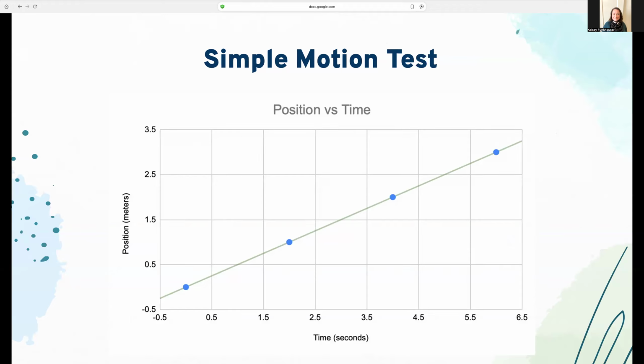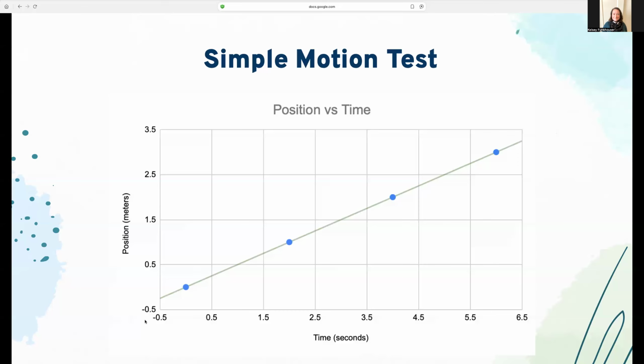So we put the position on the vertical axis here, and the time on the horizontal axis here. And then our data points are the blue dots, and we can see that we get this nice clean diagonal line that all of our dots fall very nicely on.